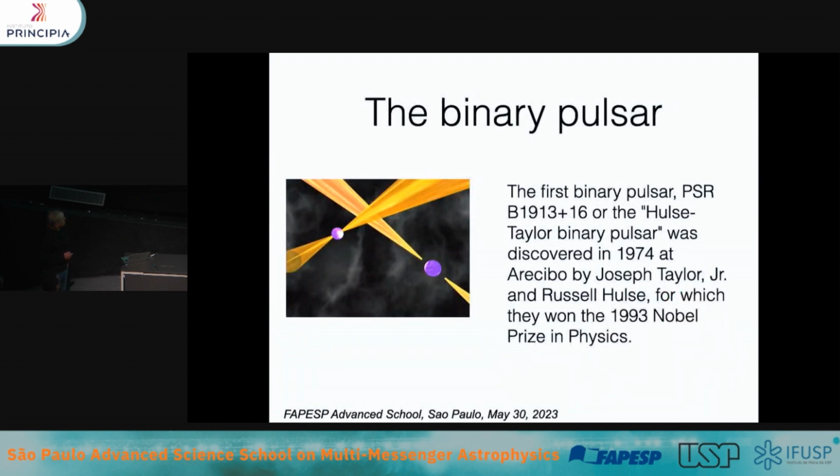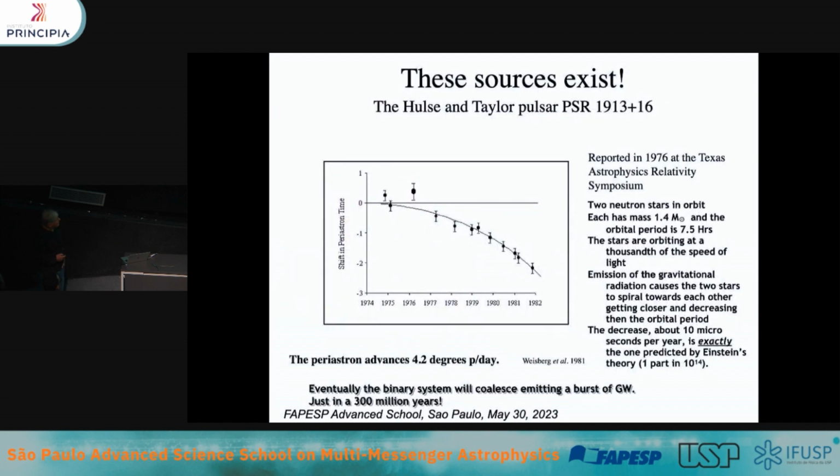And of course, in the 70s, the first binary pulsar is discovered, and it was studied for many years. They went on to win the Nobel Prize in Physics for their study, and that was the very first indirect confirmation of the existence of gravitational waves, and was, of course, tremendously influential in deciding to build the interferometers.